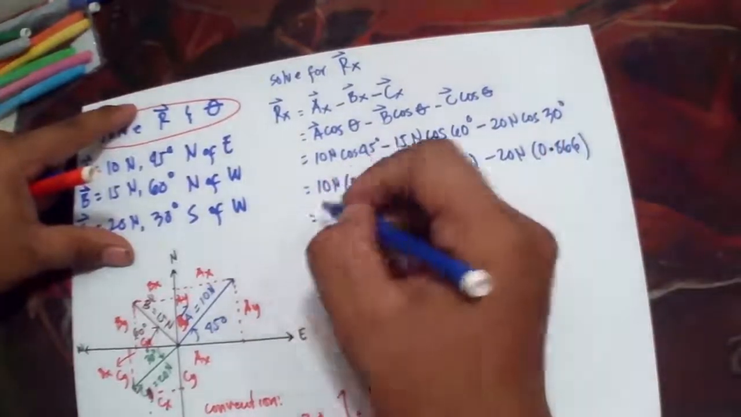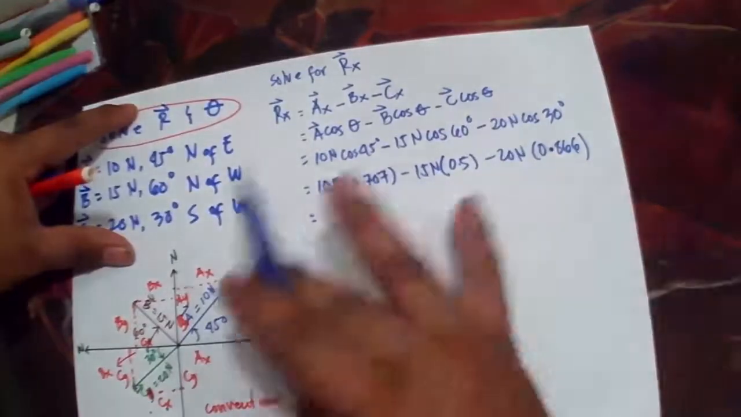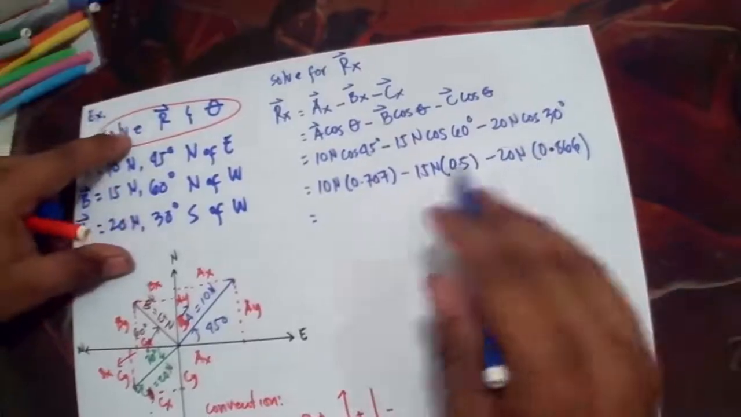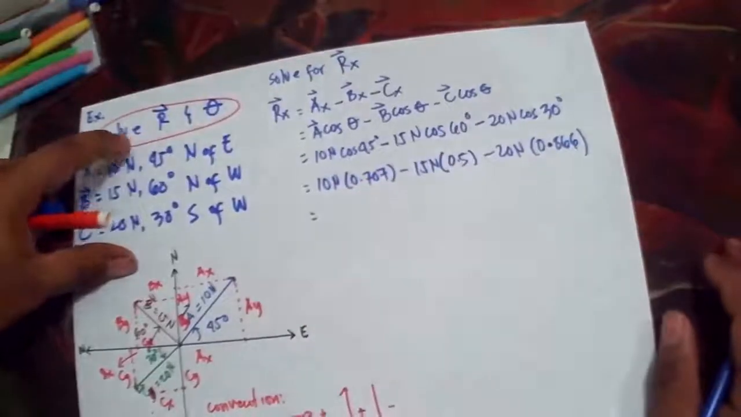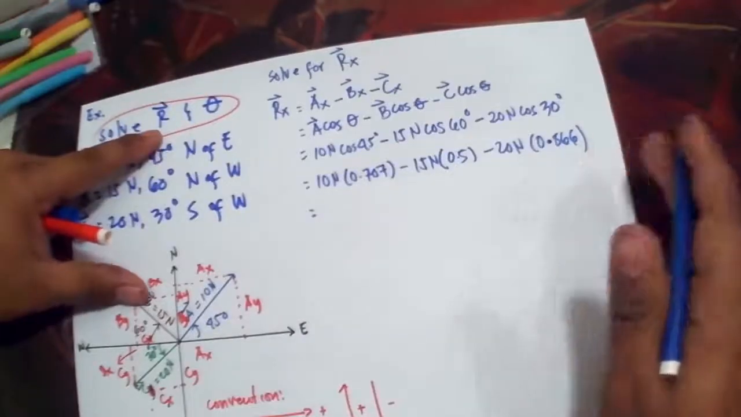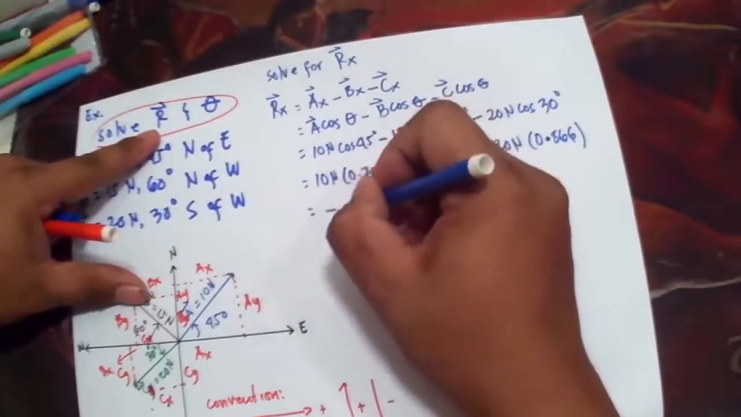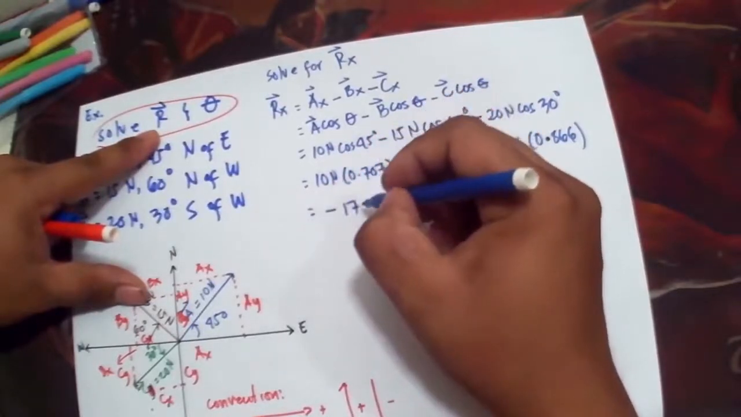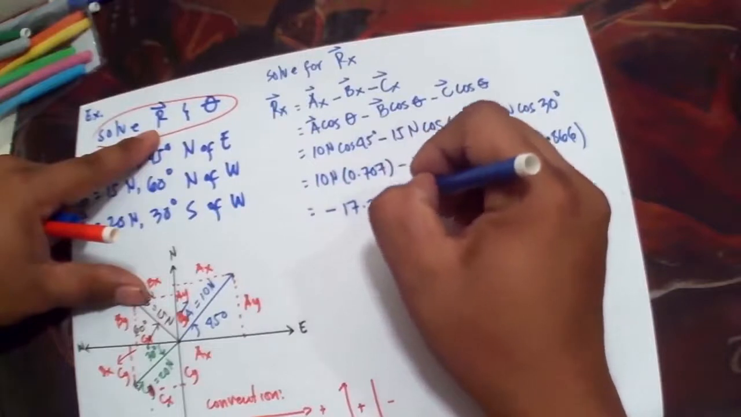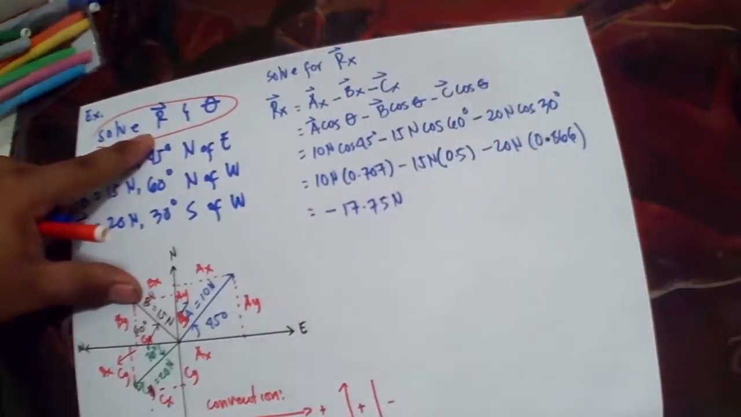Okay, the next one is, you multiply this one. Multiply 10 newtons to that and do the mathematics of this one so that we can arrive at the final answer. My answer here is negative 17.75 newtons. Try to recheck if this is correct. This is based on my calculator here.